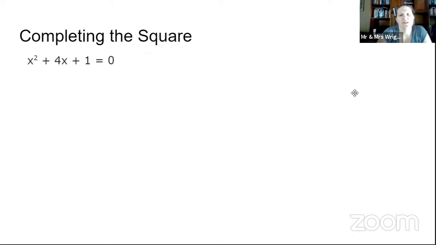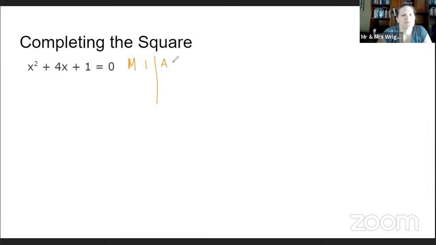Well, in that case, I needed something that multiplied to be 1, but added to be 4. The only thing that multiplies to be 1 is 1 times 1, and we can't add those to be 4. So that's not going to work. It looks like factoring just isn't going to work in this case, so we would be stuck doing the quadratic equation.